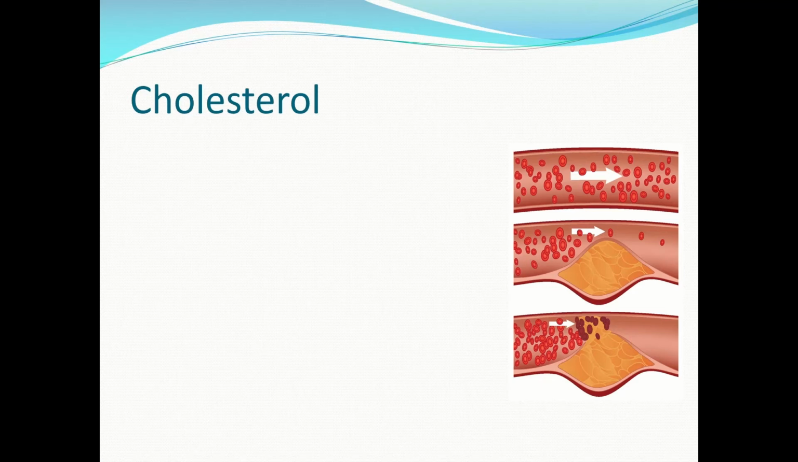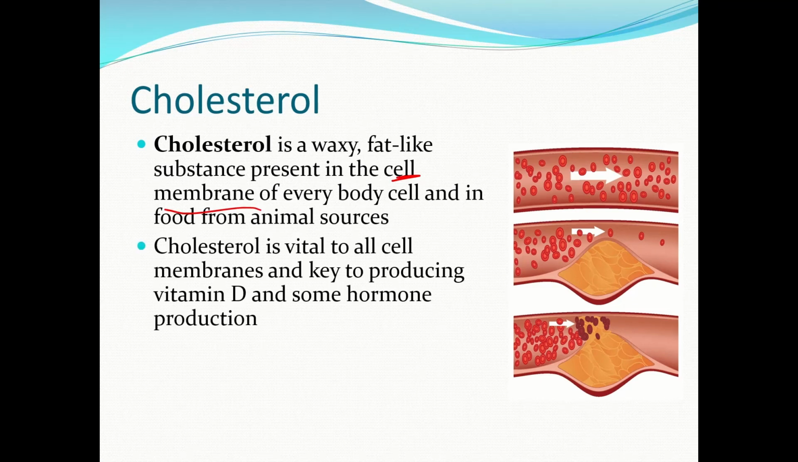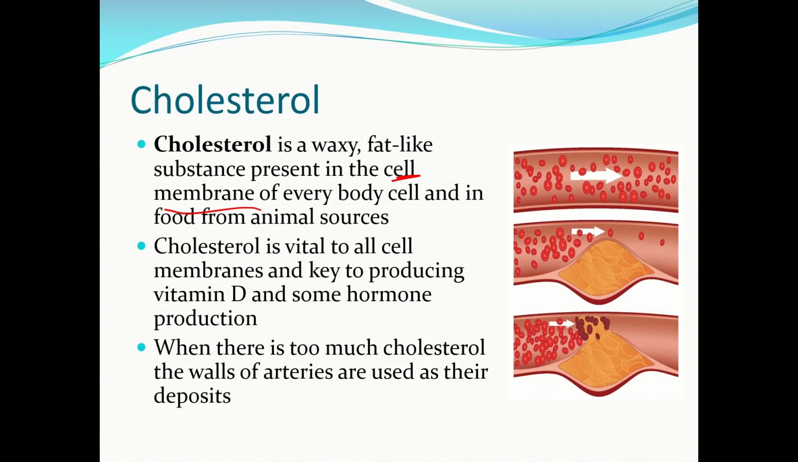So other things in our blood vessels that shouldn't be there include cholesterol. So cholesterol is a fat-like waxy substance present in the cell membrane of every blood cell and in food from animal sources. So it's actually important because it's in the cell membrane of all of our cells. So we need cholesterol. Cholesterol is vital to all cell membranes and key to producing vitamin D and some hormone production. But the problem is we get too much cholesterol.